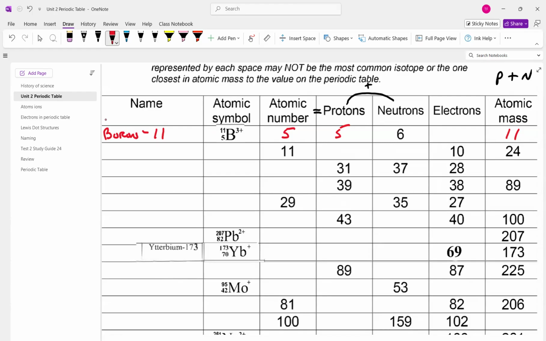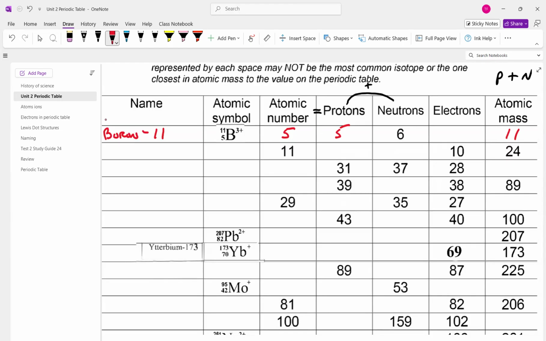Now, if you know the charge, you can calculate the electrons. 3 plus means there are 3 extra positive charges. That means there are 3 extra protons, as protons are positively charged. Okay, so how do we find the number of electrons?